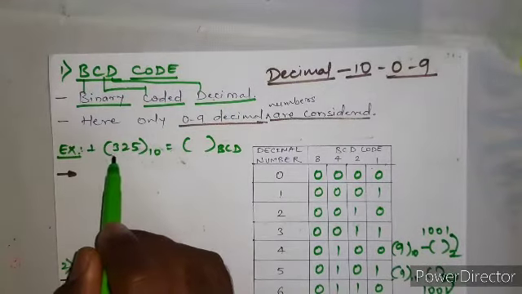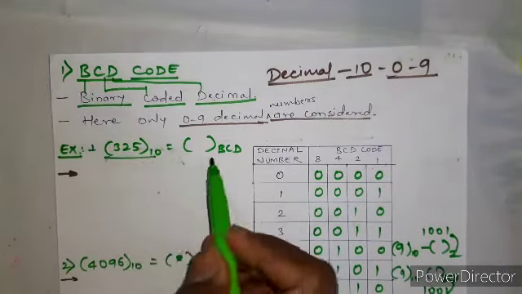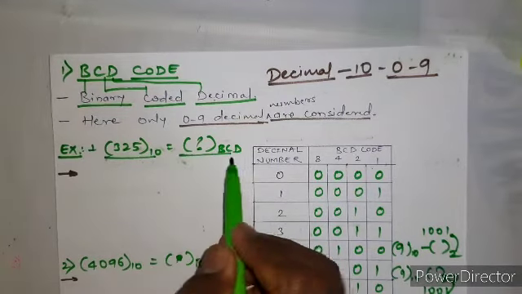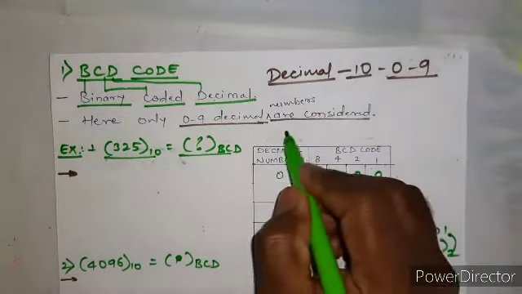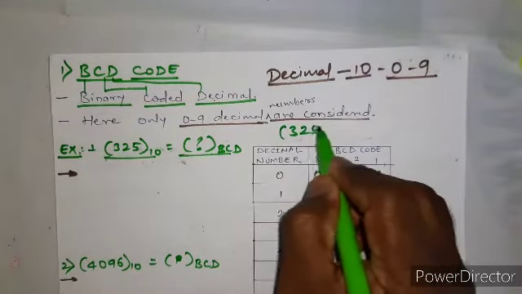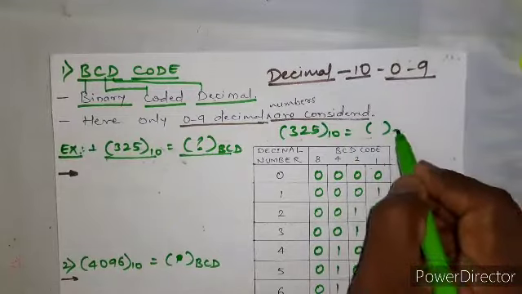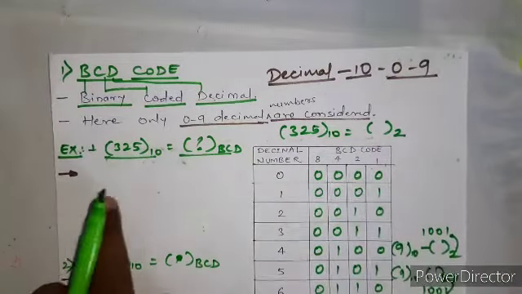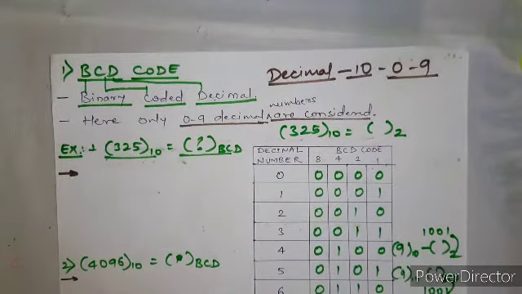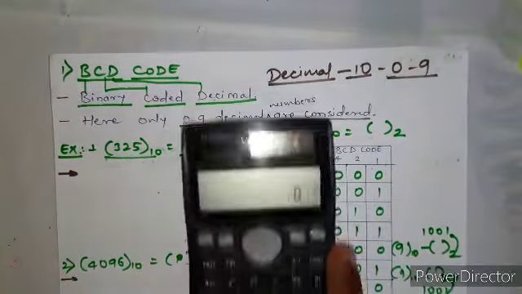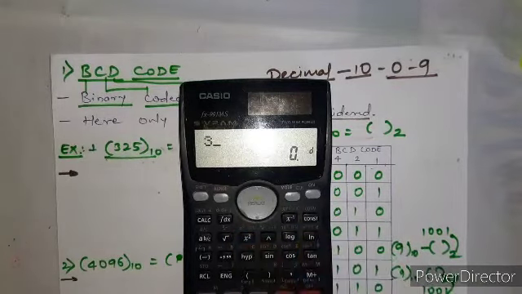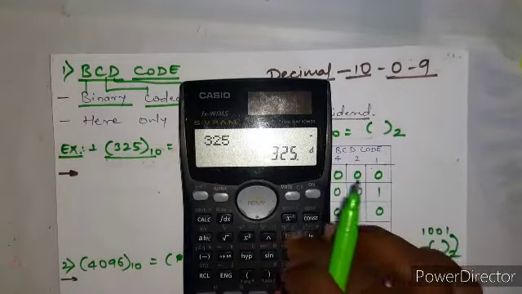Let us see an example. 325, a decimal number, is supposed to be converted into its equivalent BCD. If the question was to convert 325 into its equivalent binary, then we would have used the divide by 2 method and calculated that. So with the help of a calculator, if you see, 325, a decimal number, and its binary.